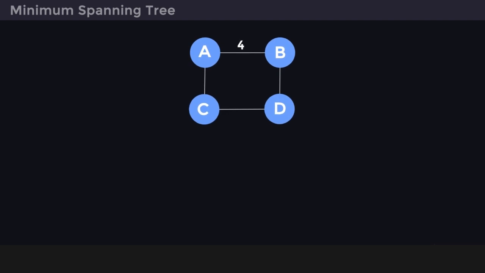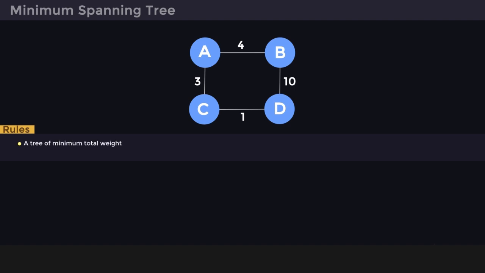Now, what exactly is the minimum spanning tree? A minimum spanning tree is a tree of minimum total weight and must contain all vertices with the minimum possible edges. And there must be no cycle. So let's just see how many spanning trees we can create from our main graph.